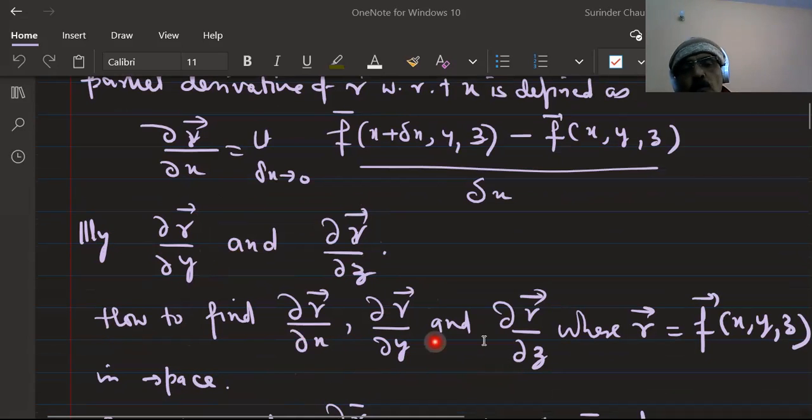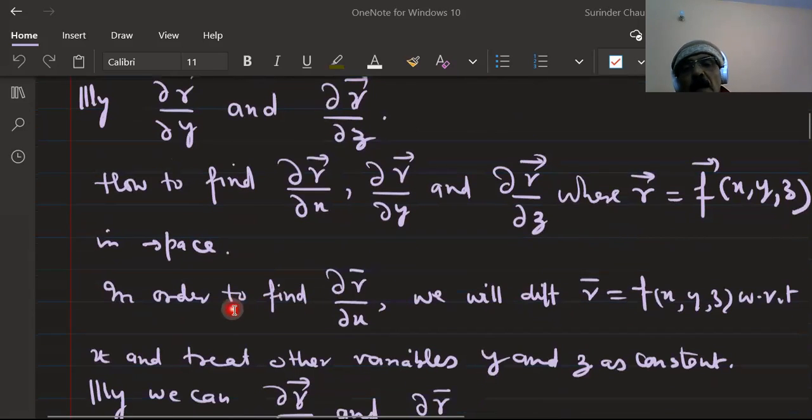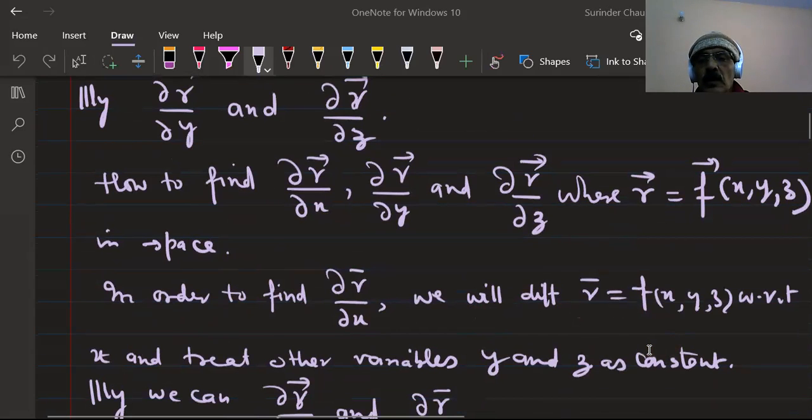Now I have told you how to find these vectors. Similarly, we can find the higher order derivatives also. In order to find this, we will differentiate R vector with respect to x, as we find the partial derivative of R with respect to x. We will differentiate this with x, treating the other variables y and z as constants.